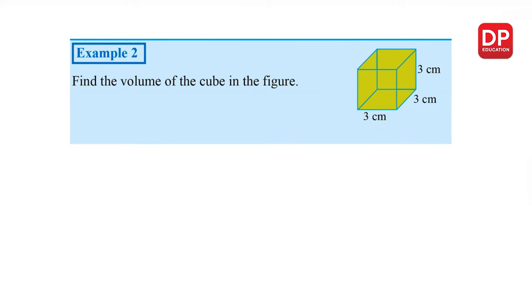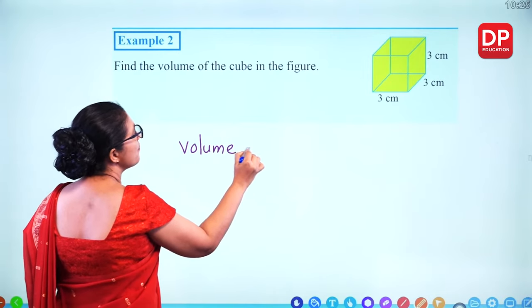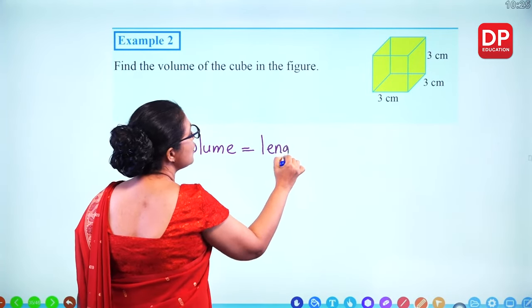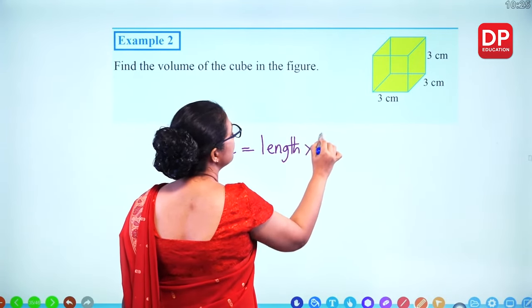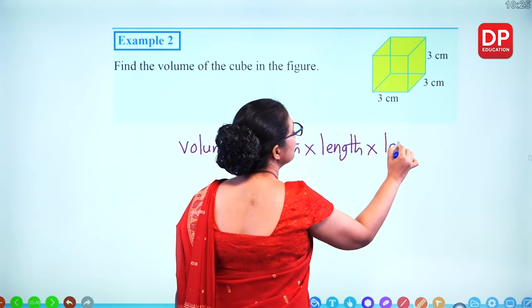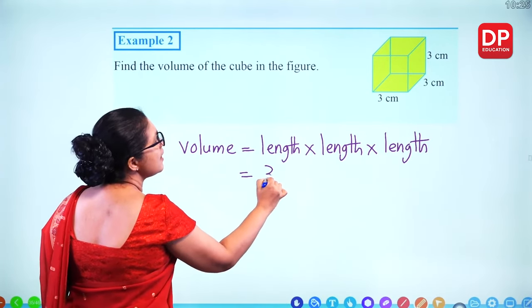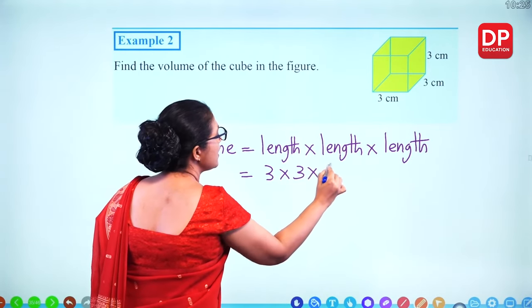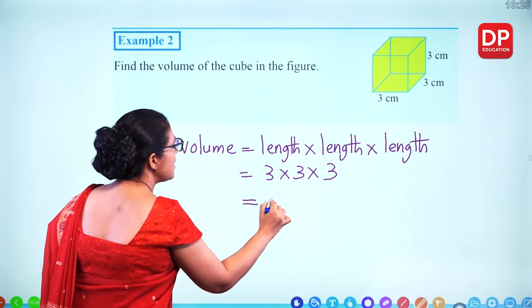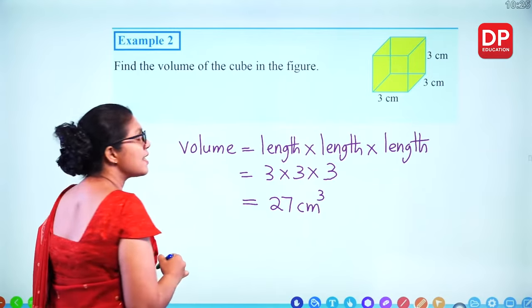Example number 2. Find the volume of the cube in the figure. Volume of the cube, length into length into length. 3 into 3 into 3. 3 times 3, 9. 9 times 3, 27 cubic centimeters.